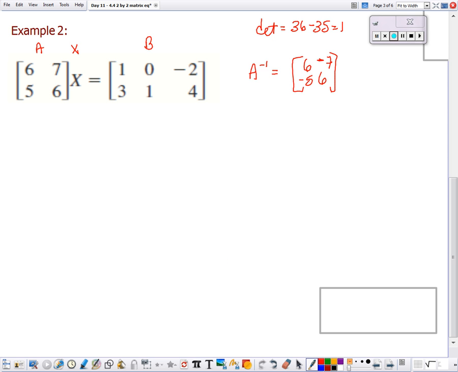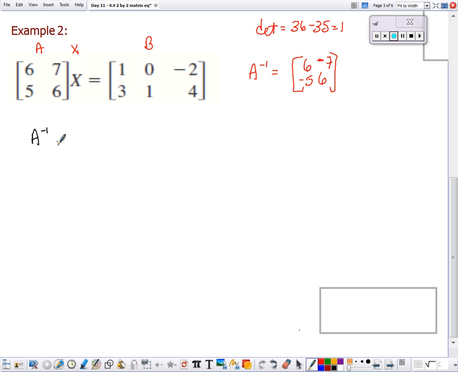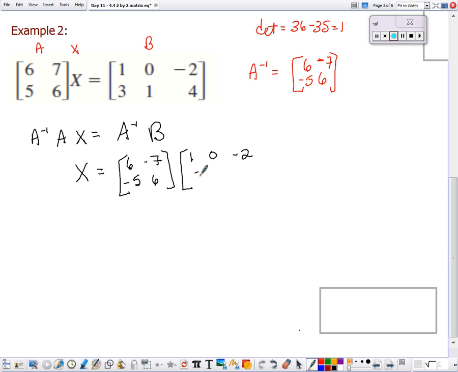I want you to set it up. What is the multiplication that you're going to do in this next step? I want to make sure your order is right. So we're going to pause the video while you set that up. So you should have A inverse times A times X equals A inverse times B. This order matters. A inverse times A, that's a matrix of 1. So there's my A inverse and my B matrix.